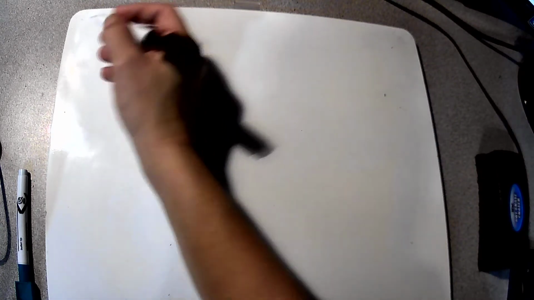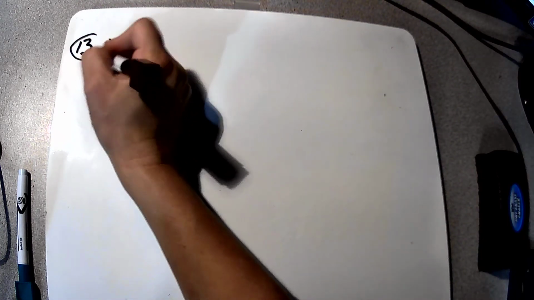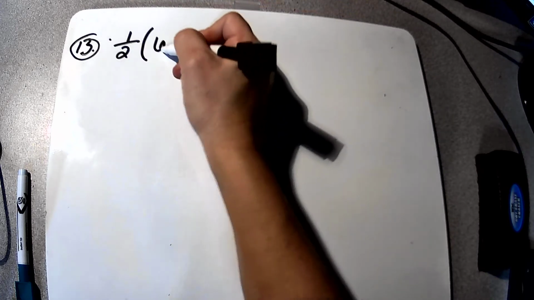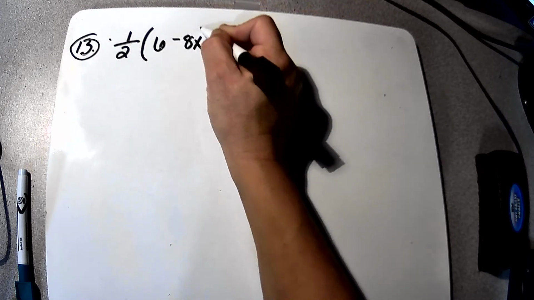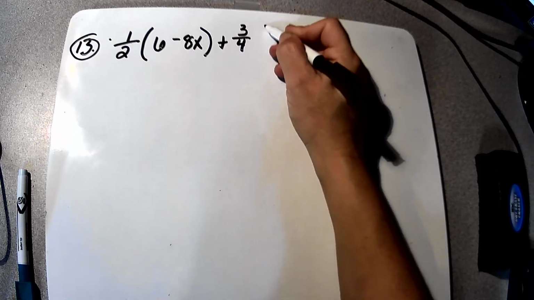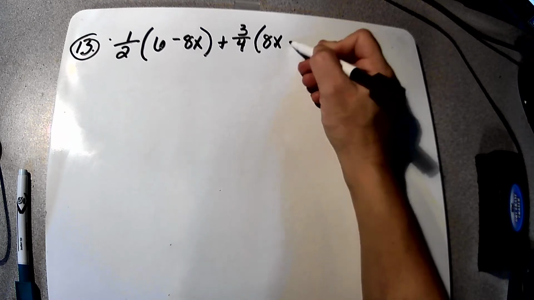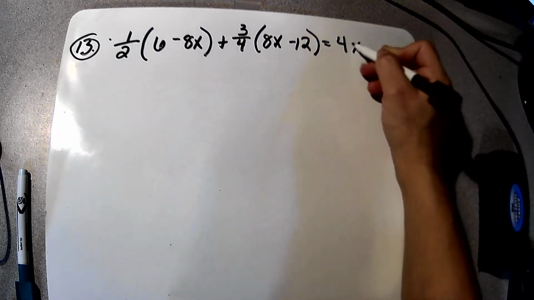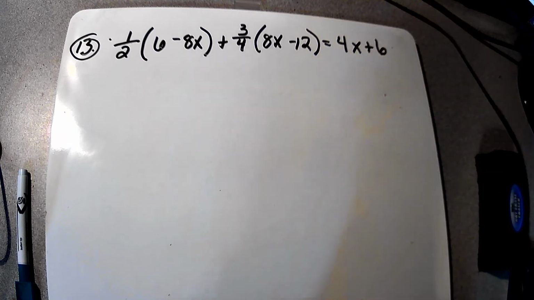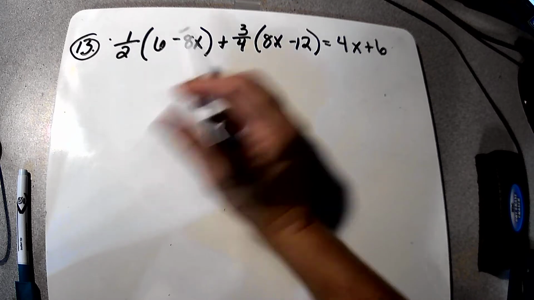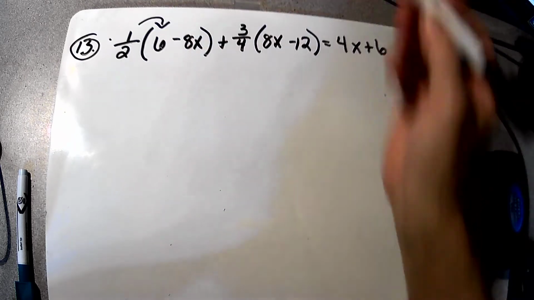This one looks confusing, but it's not really. This is number 13. This is 1/2 times 6 minus 8x plus 3/4 times 8x minus 12 equals 4x plus 6. Okay, on this one, it looks confusing because we've got this fraction right here, and we have to rainbow that first to the 6.